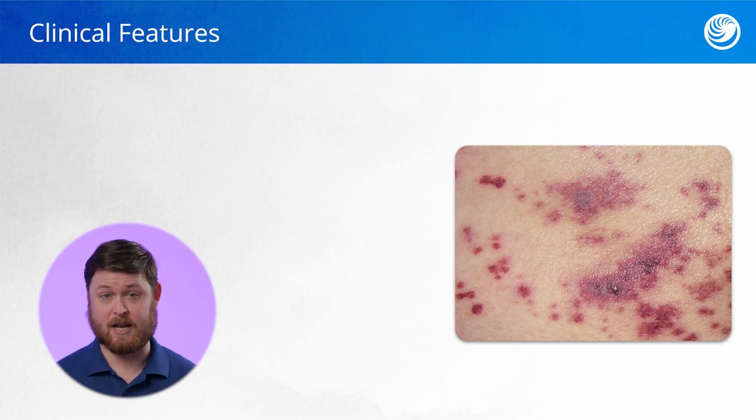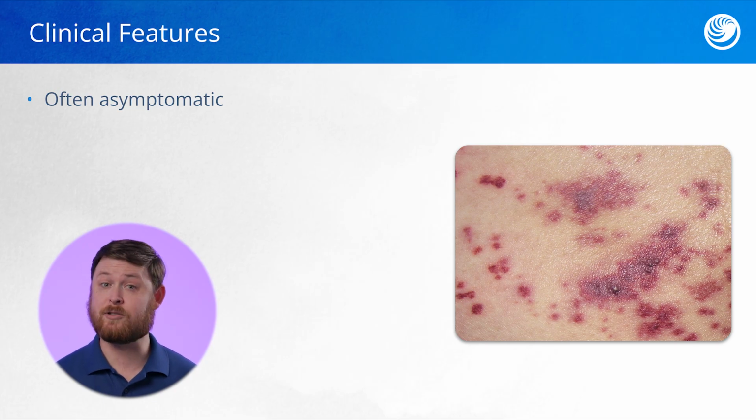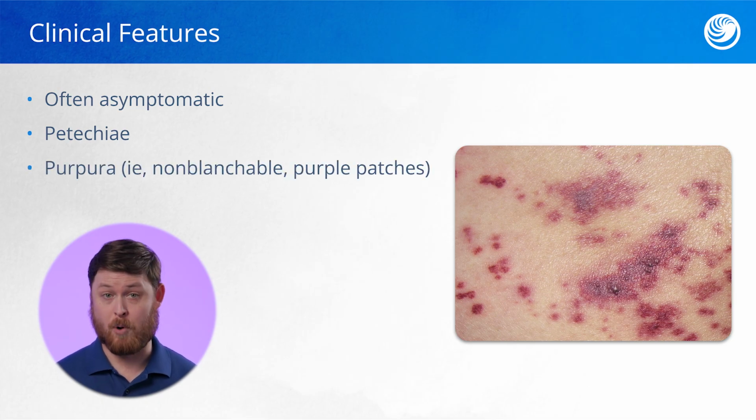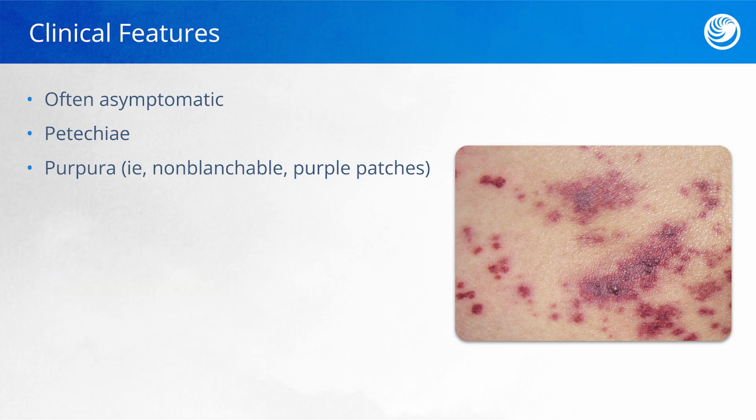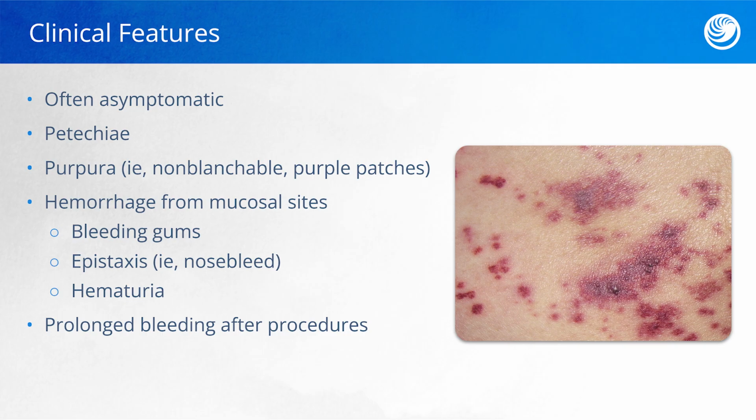With certain types of thrombocytopenia, the client may be asymptomatic and not even know that they have a low platelet level unless screened by a healthcare provider. The main manifestations of thrombocytopenia are associated with bleeding due to a lack of platelets and platelet adhesion. These include petechiae, or small pinpoint hemorrhages on the skin, purpura, which are non-blanchable purple patches on the skin. The image on this slide shows a depiction of purpura. Hemorrhage from mucosal sites, which may include bleeding gums, epistaxis, also known as nosebleeds, and hematuria. And prolonged bleeding after invasive procedures may occur, such as from intramuscular injections or even venipuncture.